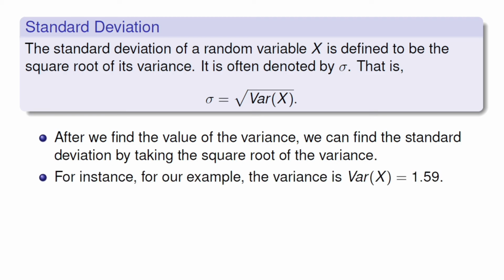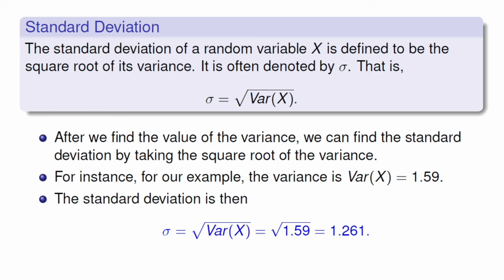For instance, in our example, the variance is 1.59. So the standard deviation is sigma equals square root of the variance, which is square root of 1.59. That is 1.261 if we round to the third decimal place. So that's how we can find the variance and standard deviation of a discrete random variable. I hope you found this video helpful.